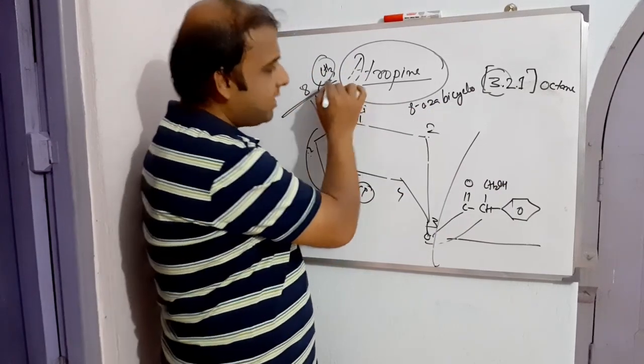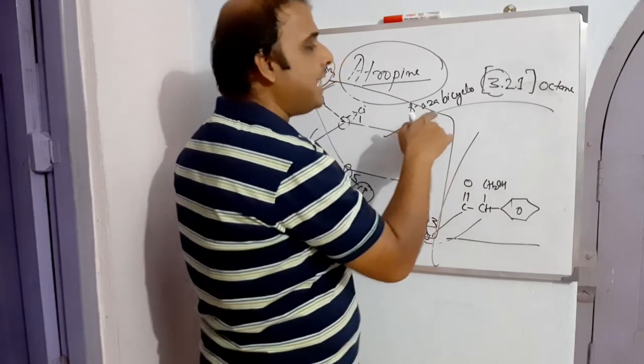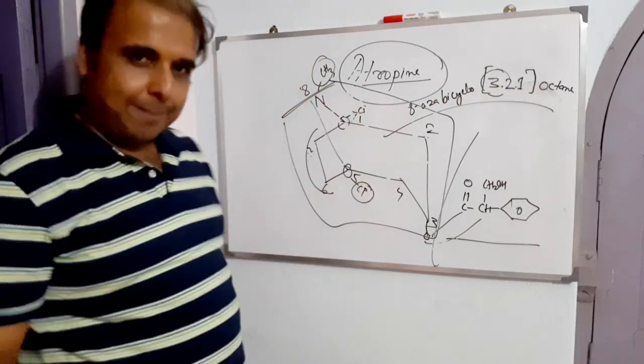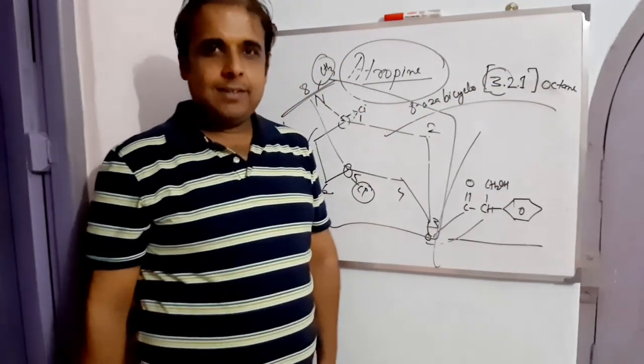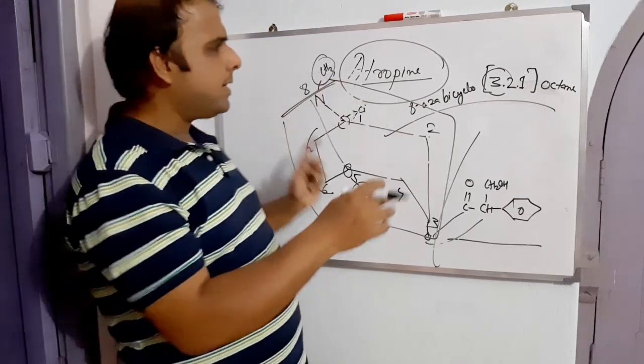We are basically concerned about this portion. And that is why the name of it is nothing but 8-azabicyclo[3.2.1]octane. This is the way you should name this one. Got my point? Okay. So we are done with the nomenclature of this atropine and all.